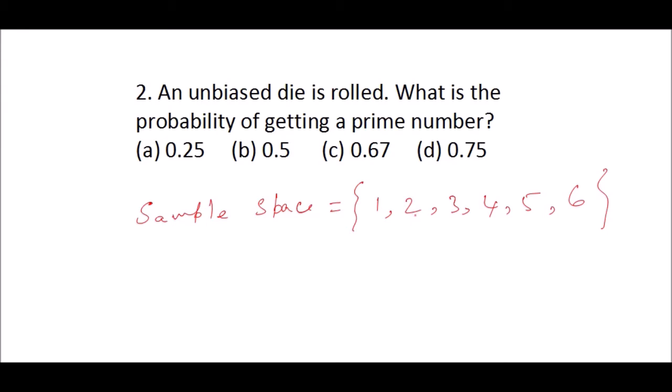And what are the favorable outcomes? Favorable outcomes are prime numbers. Therefore 2, 3 and 5. Therefore the probability is the total number of favorable outcomes, 3, divided by the total number of elements in the sample space. Therefore it is 0.5. Therefore our option B is the correct option.